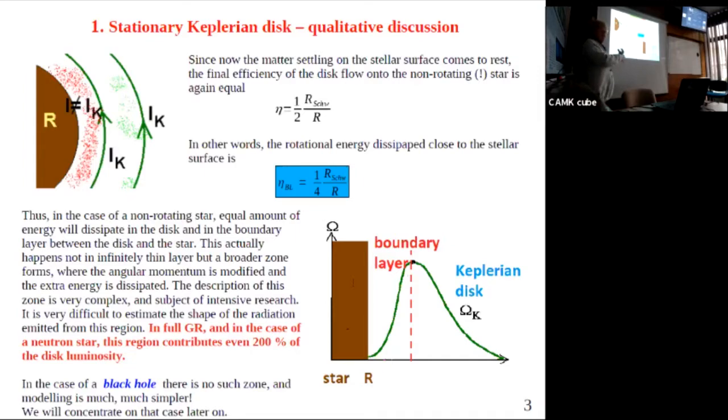Of course, this material has to spread over the star. It's not obvious it will spread all over the whole star, or it will form an equatorial belt, or what. And yeah. So this is why studying spectra in the case of X-ray binaries containing neutron stars is much, much more difficult than black holes. Black holes are simple, and we will concentrate on black holes.